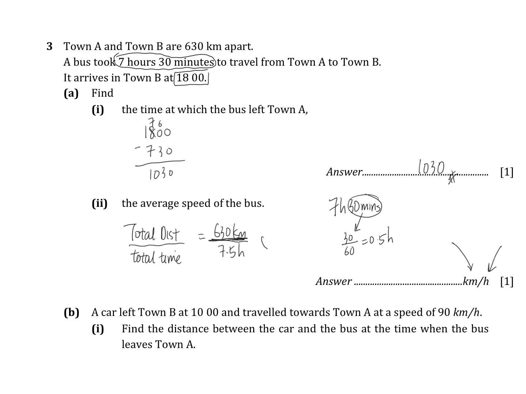So go and do your calculation. Do you get 84 kilometers per hour? 840? I told you that's not even.